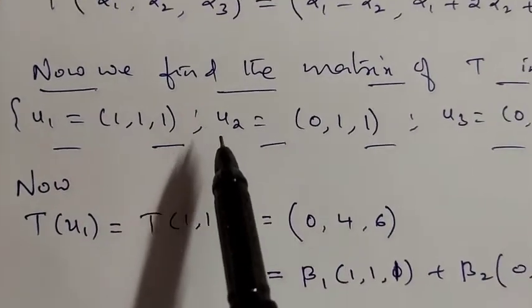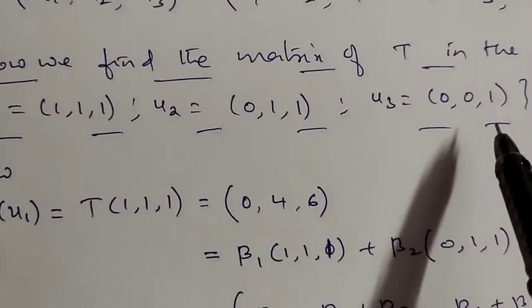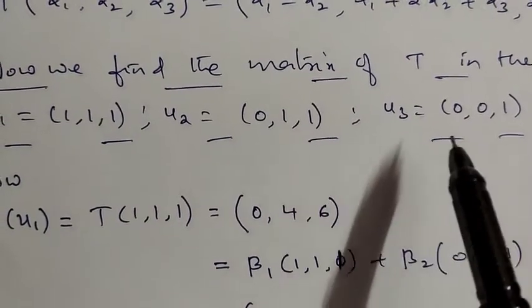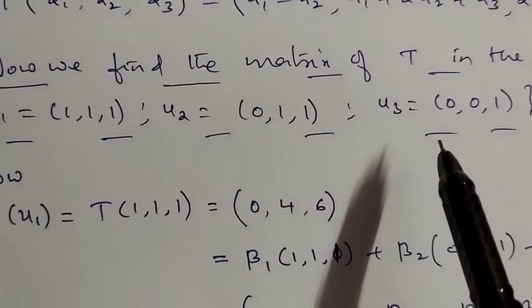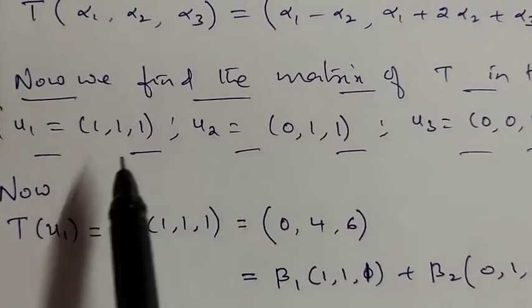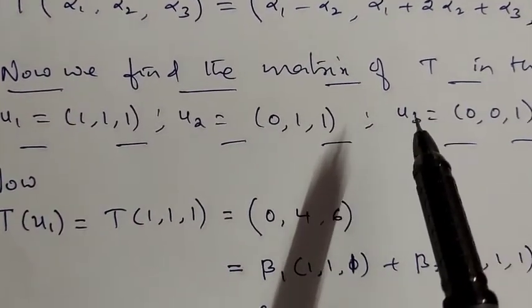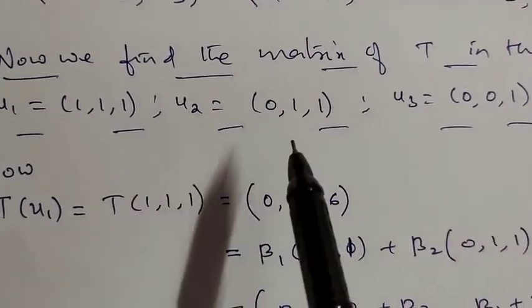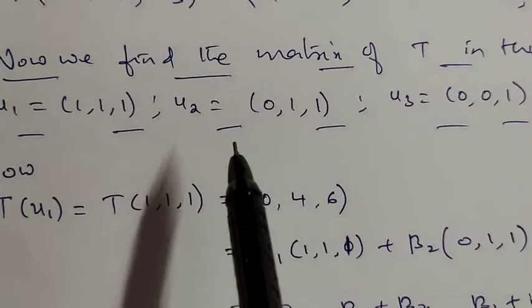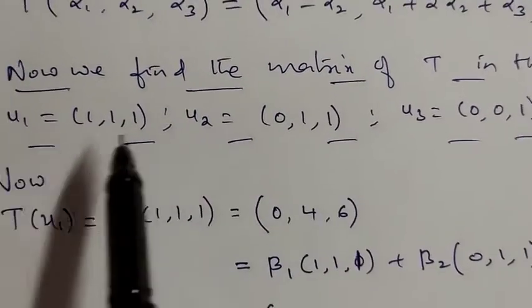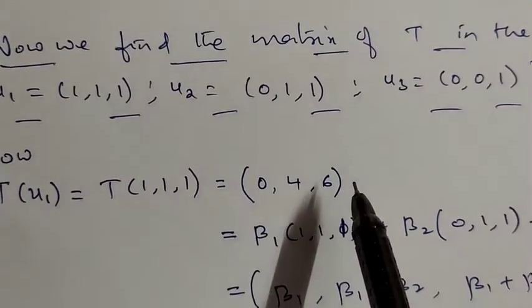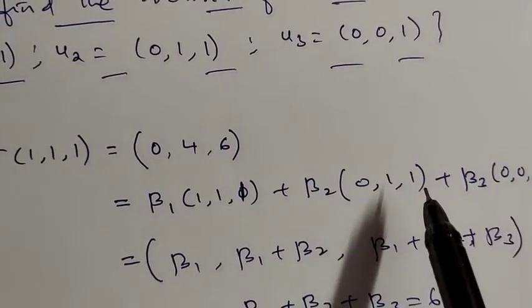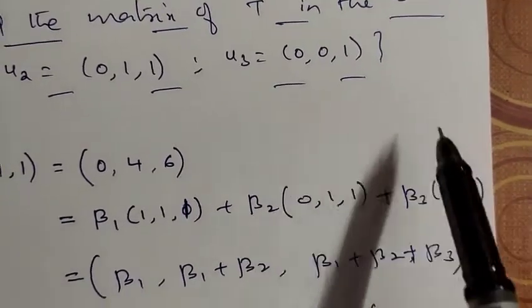Now u1, u2, up to un, these elements belong to V because they are the basis elements. If they belong to V, then T is a mapping from V to V. Therefore T of u1, T of u2, T of u3 are also elements of V only. So each one can be written as a linear combination of basis elements. These are the basis elements. So 0 4 6 can be written as beta 1 times 1 1 1 plus beta 2 times 0 1 1 plus beta 3 times 0 0 1.